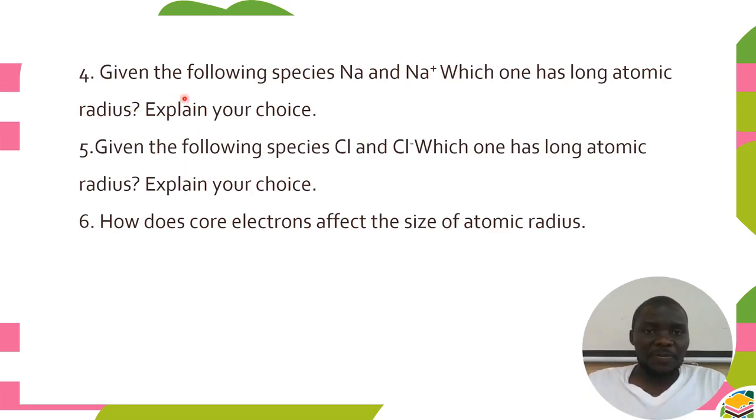Question number 4: given the following species, a neutral atom of sodium and a charged atom of sodium, which one has the longer atomic radius? Explain your choice. Question 5: given a neutral chlorine atom and a negatively charged chlorine atom, which one has the longer atomic radius? Explain your choice. How do core electrons affect the size of the atomic radius? So this is question number 6. That's the end of the bar session.